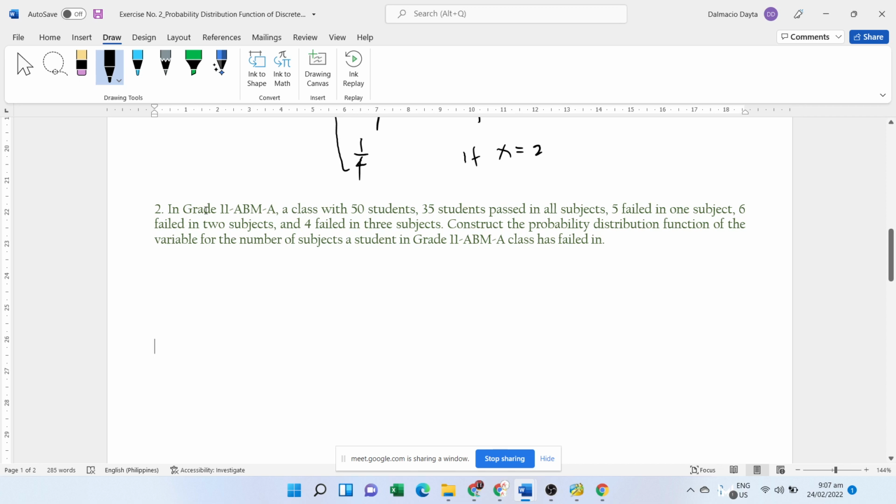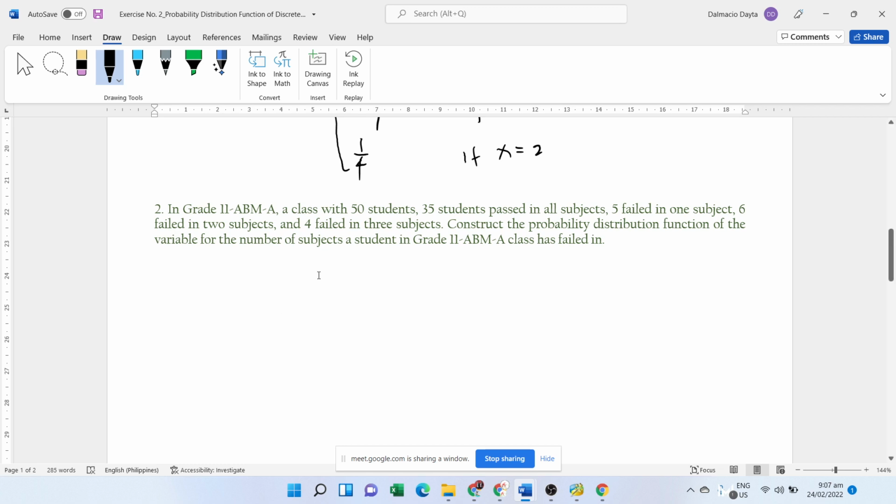Okay. In grade 11 ABM-A, a class with 50 students, 35 students passed in all subjects, 5 failed in one subject, 6 failed in 2 subjects, and 4 failed in 3 subjects. Construct the probability distribution function of the variable for the number of subjects a student in grade 11 ABM-A class has failed in.